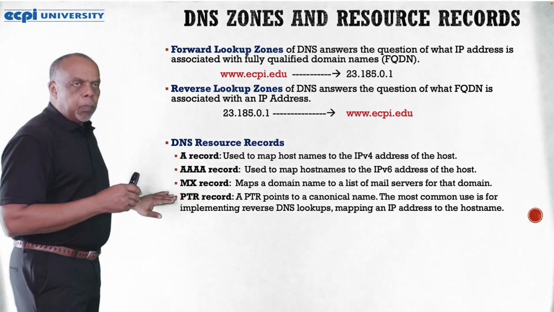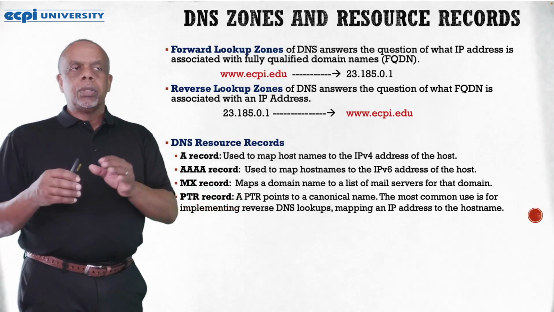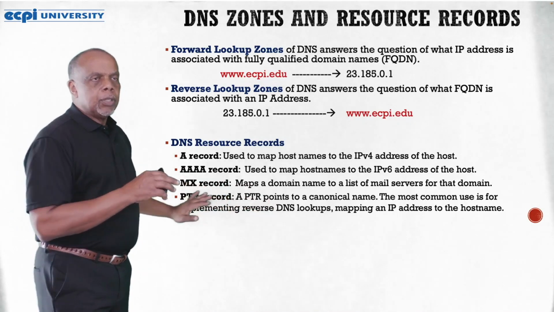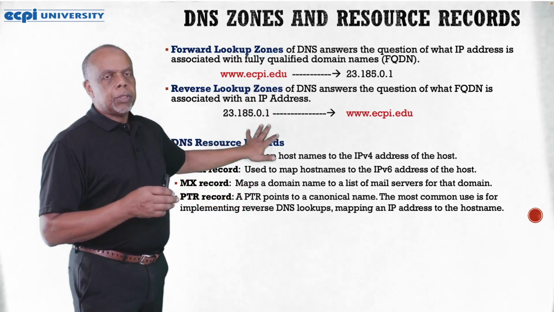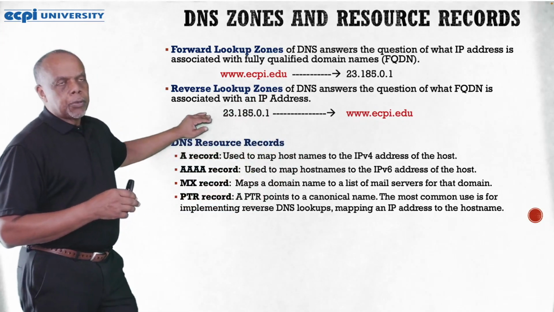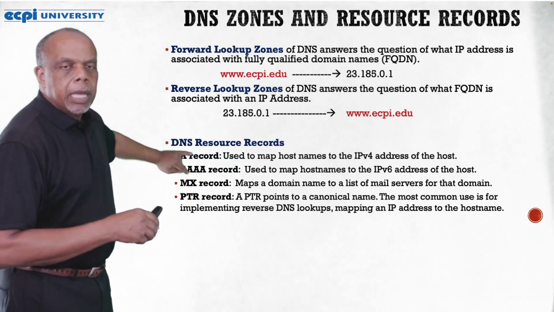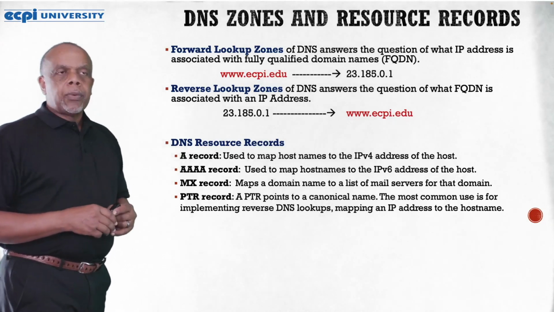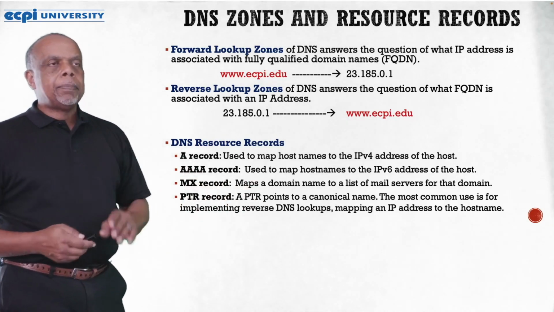And then there's a pointer record, and what that is, it points to a canonical name. That's the most commonly used for reverse lookups, meaning it's going to look for a name and then an IP address, and then look up the canonical name for that IP address. But really, for the purpose of this class, these are the two records to be aware of: the A record for IPv4 and the AAAA record for IPv6.